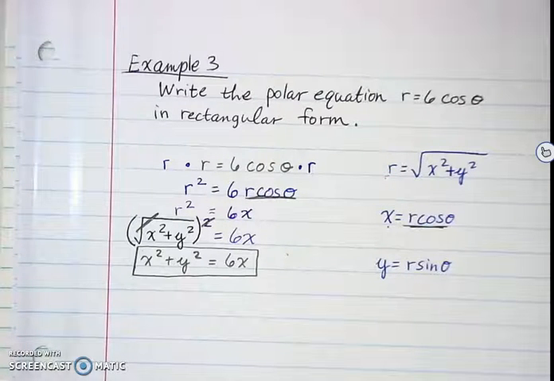So the last example we're going to do is change a rectangular equation to polar. Those are normally a little bit longer and a little bit more work, but it's still going to be good. All right, so here we go.